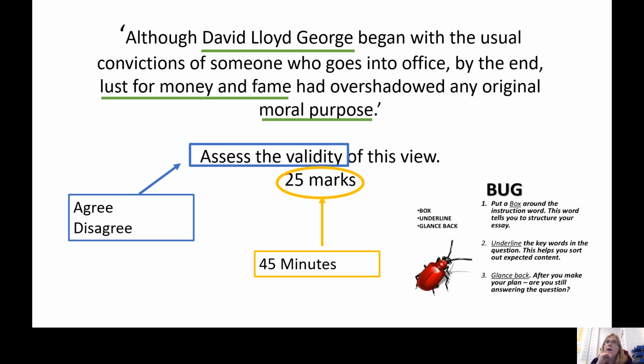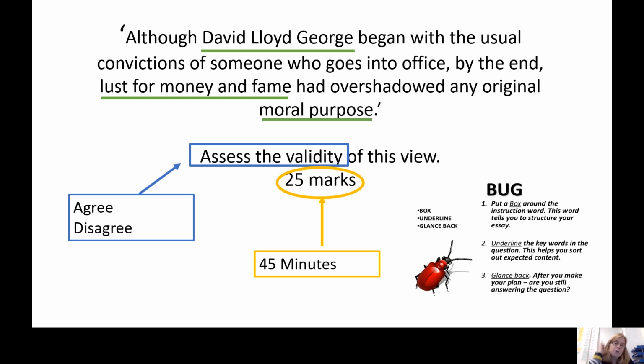In the real thing, you've got 45 minutes, and in that time you've got to read the question, understand the question, bug the question, plan the question, and then write the question. Planning is really important. Okay, so we're now going to glance at the marks. Every source question has 25 marks. And that means that in the exam, you have 45 minutes to do it.